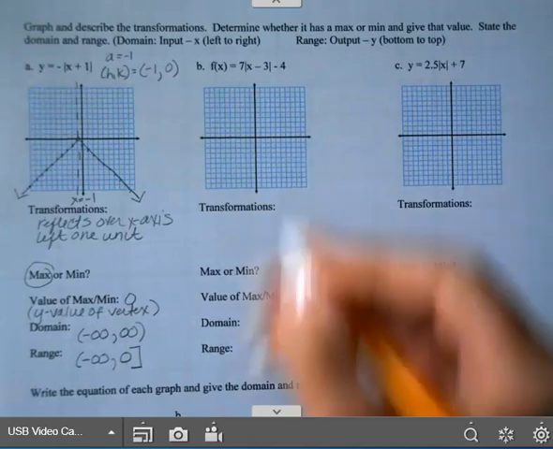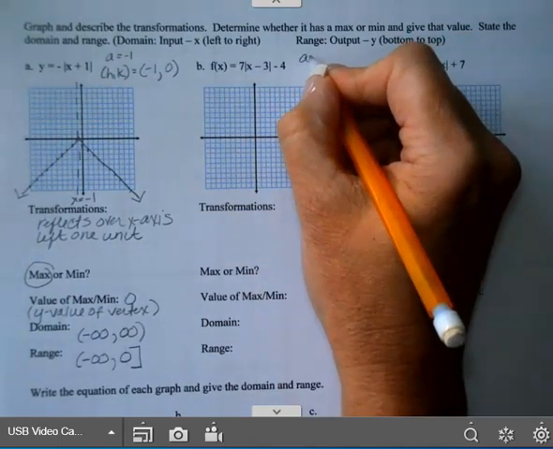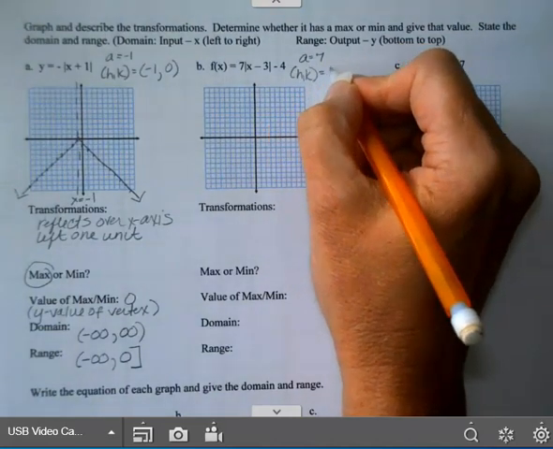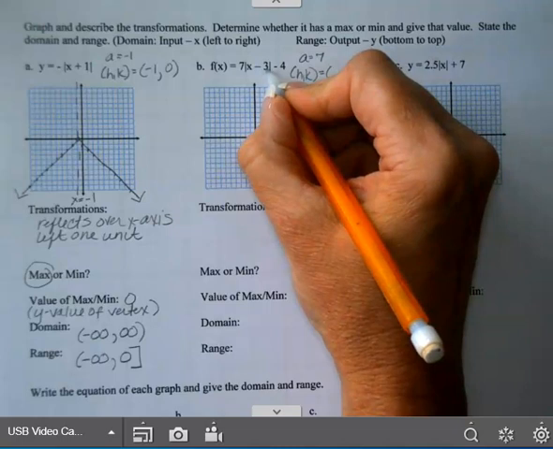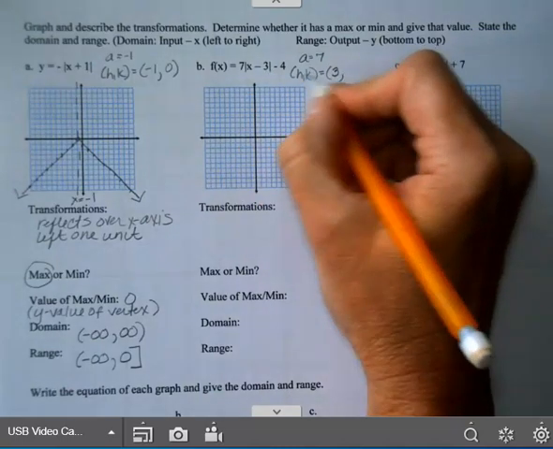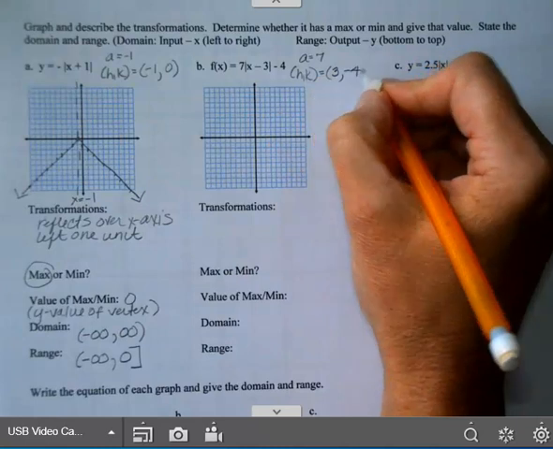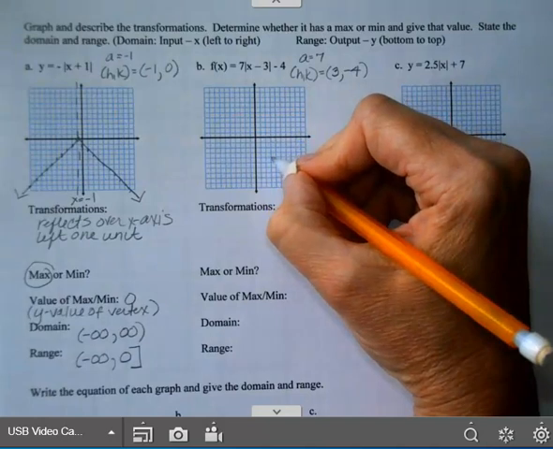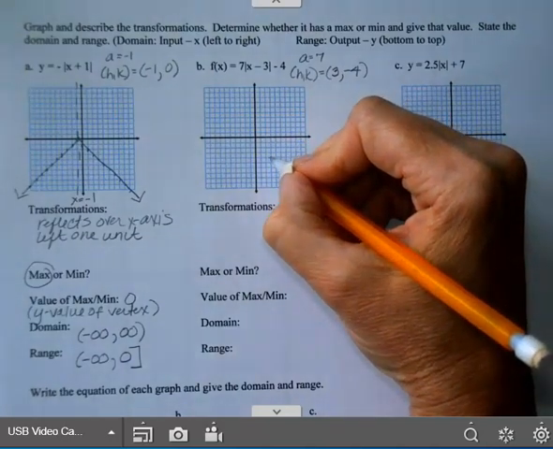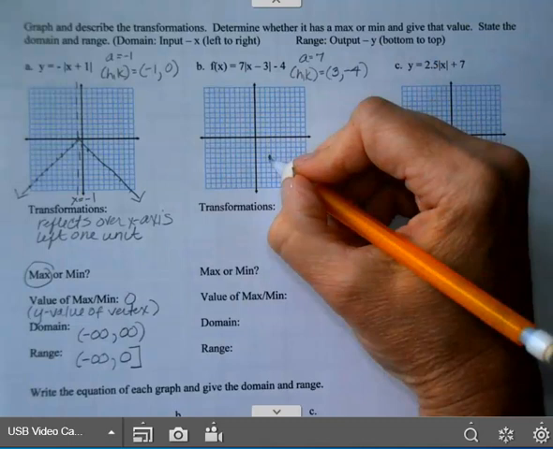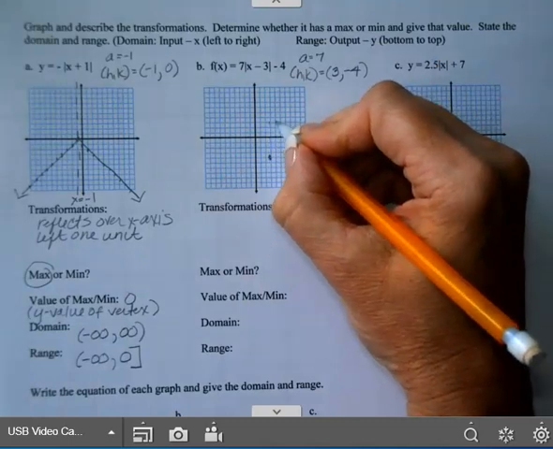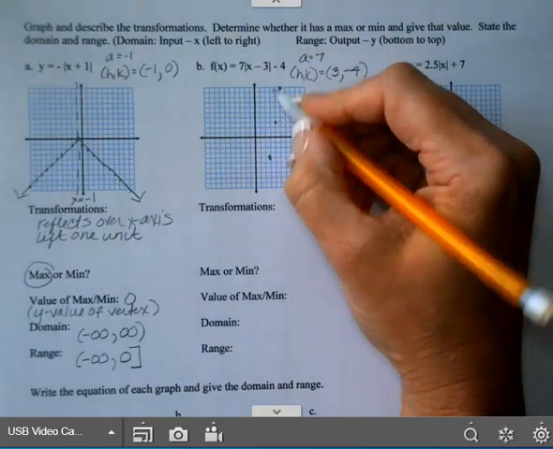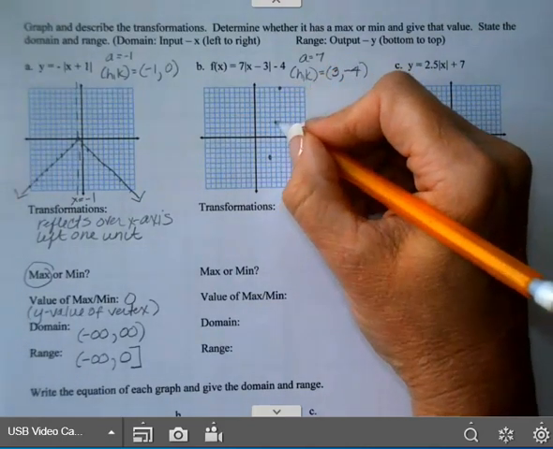On the next example, A is 7, HK is opposite here, so it's going to be +3 for H, K is -4. So at 3 and -4, you're going to start your graph. The A value is 7, so it's going to go up 7, right 1, up 7, right 1. And then the other side, you're just going to reflect that.